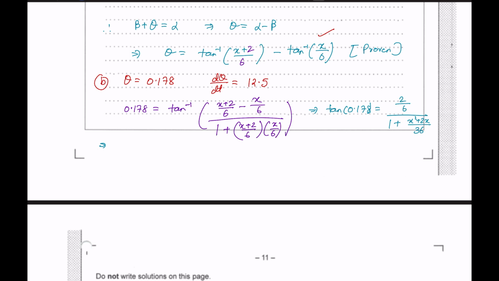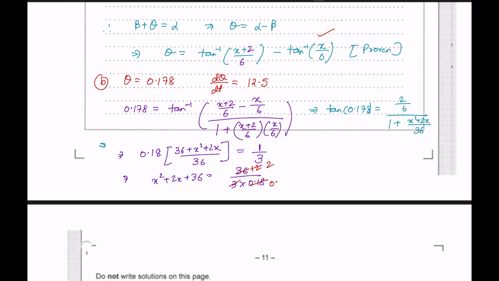Now tan 0.178 radians would be approximately equal to 0.18. And then if I cross multiply the denominator to this, that will be (36 + x² + 2x) divided by 36. And this will be 2 by 6, which is 1 by 3. Now x² + 2x + 36 would be 36 over 3 times 0.18. So if I cancel it, this will be 12 to 0.03, basically 200 over 3.